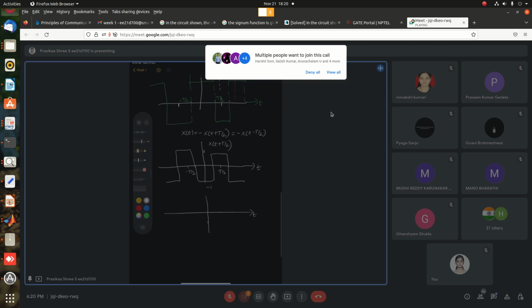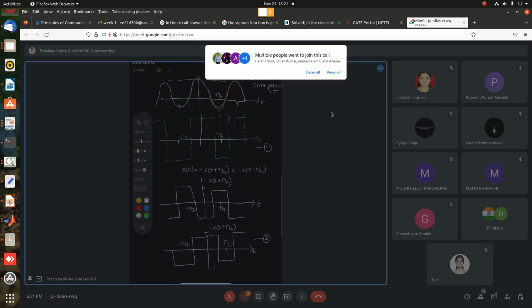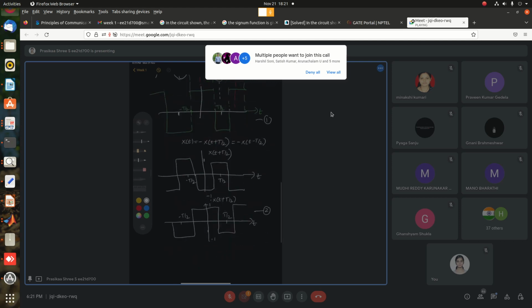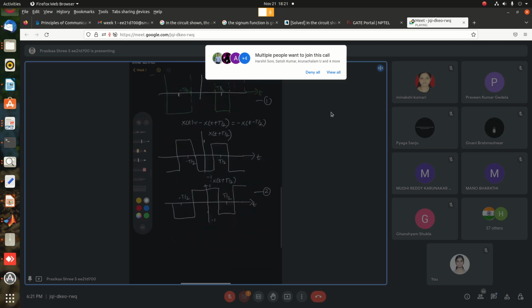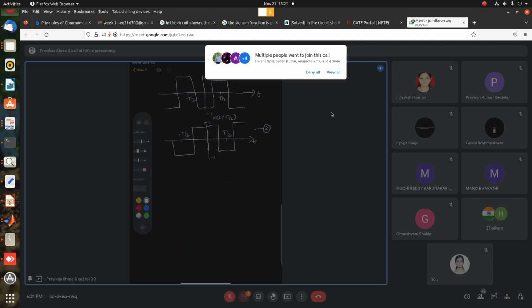Now again reverse it along the x-axis. So you will be getting something like this. Now if you are comparing, this is nothing but minus x of t plus T by 2. If you are comparing the second graph with the first green graph, they are equal. So this is what is x of t. When you are comparing 1 and 2, they are equal. So that means it is half wave symmetry.